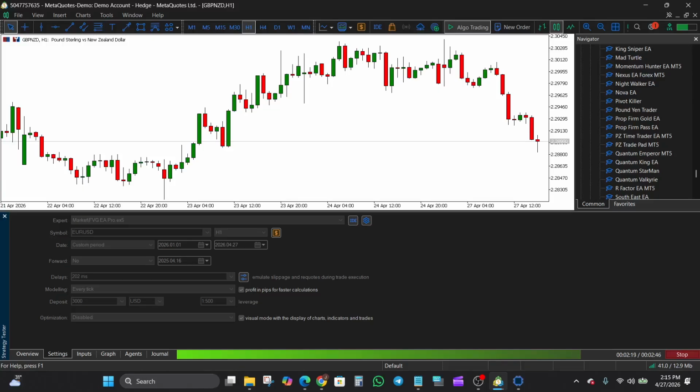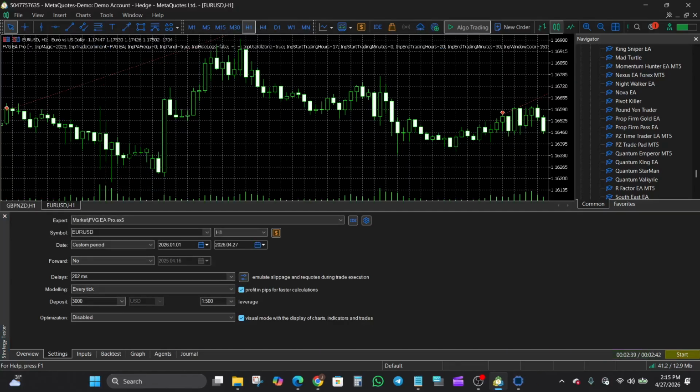But just to be clear, these are historical backtest results, okay? And they are not a guarantee of future performance. What they show is how the EA would have performed under these exact conditions, same settings, same pair, same time period. Now, performance here will vary depending on your configuration and entry rules, your risk management settings, broker conditions like spread and execution, and overall market structure at the time.